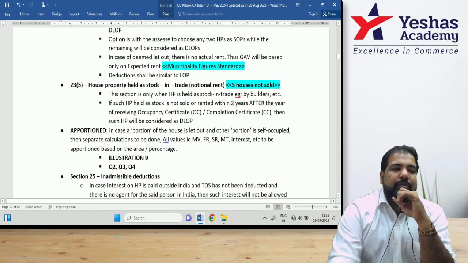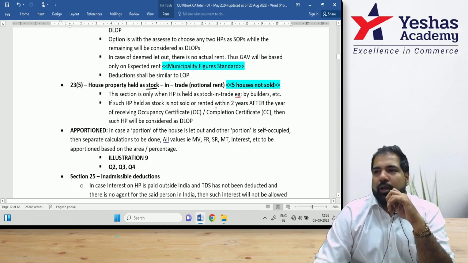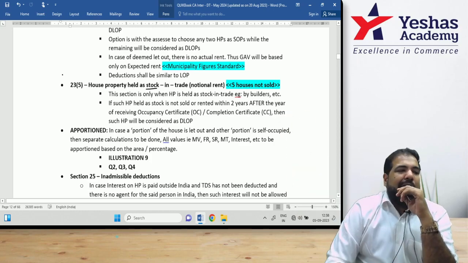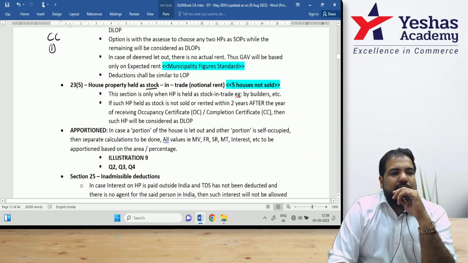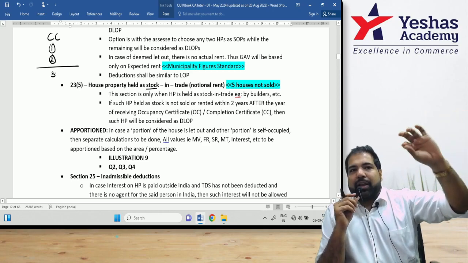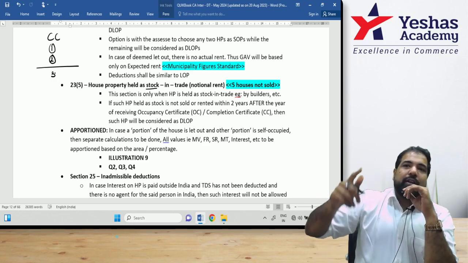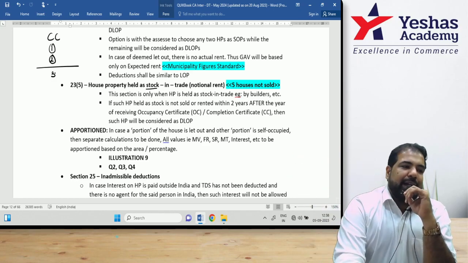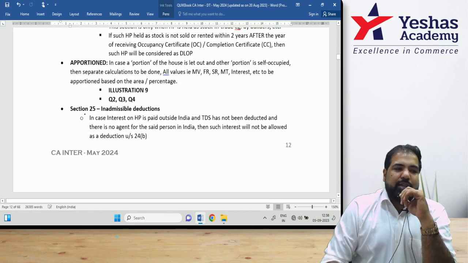And the last, guys, can builders hold the property as stock? When they hold it as stock, how many years are we allowing them? After the year of CC, 1 year we won't bother you. Second year too. But in the third year, whichever houses are not sold, we'll consider as what, guys? Deemed LOP, because we know you secretly hide it and give it on cash. Guys, that is it. Now we move ahead to section 25.